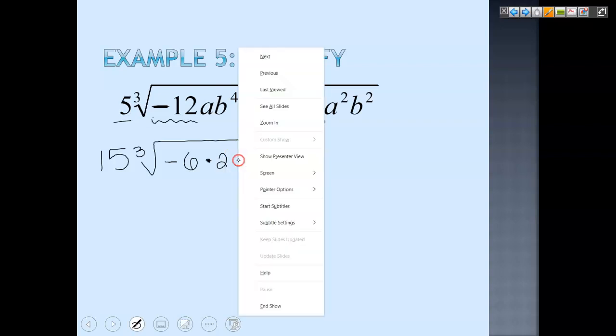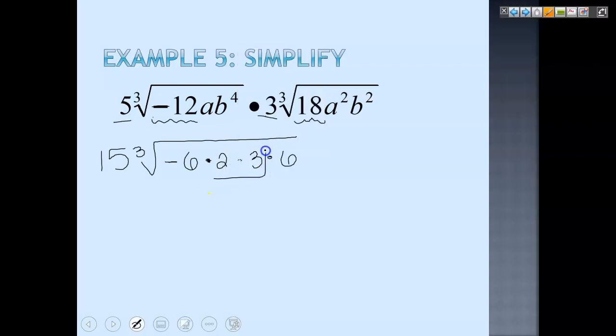is 6 and 3. But if I multiply 12 and 18 together, then I get 6 times 2 times 3 times 6. But we know that 2 times 3 is 6. So I end up with 3 sixes, where if you multiply 12 and 18 together, you get 216. And if you didn't know, that's a perfect cube for 6.